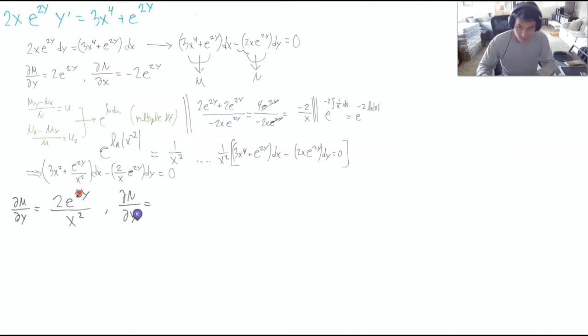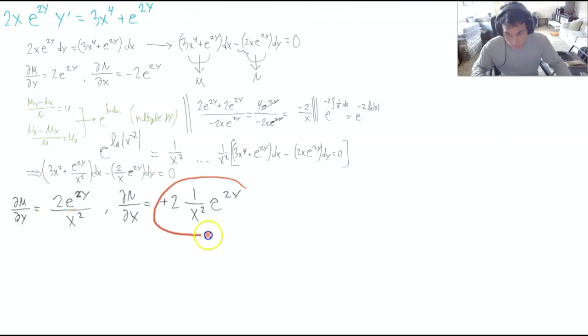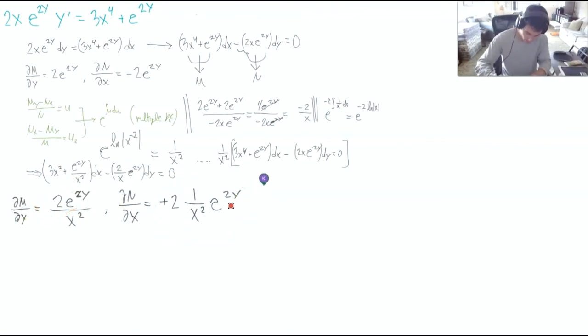Okay, and then we're going to take dN/dx. Taking this with respect to x, what do we get? We're going to get negative 2, and then since there's x to the negative 1 here, it'll be negative negative, and then it'll be 1 over x squared e to the 2y. And as you guys can see, these are exactly equal. So yes, we can go about our whole thing.